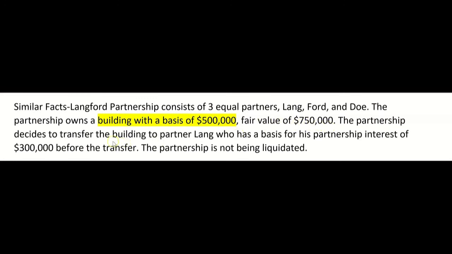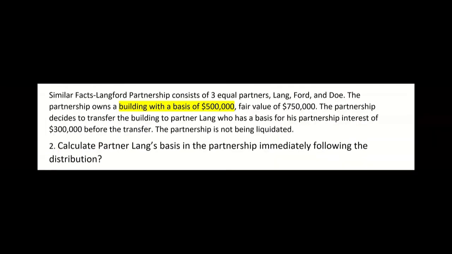The partnership decides to transfer the building to partner Lang again, who has a basis for his partnership interest of the same $300,000 before the transfer. And the partnership is not being liquidated, so it's a normal distribution again. So everything's the same as the previous, except the basis of the building to the partnership is a lot higher. And they want us to calculate partner Lang's basis in the partnership immediately following the distribution.